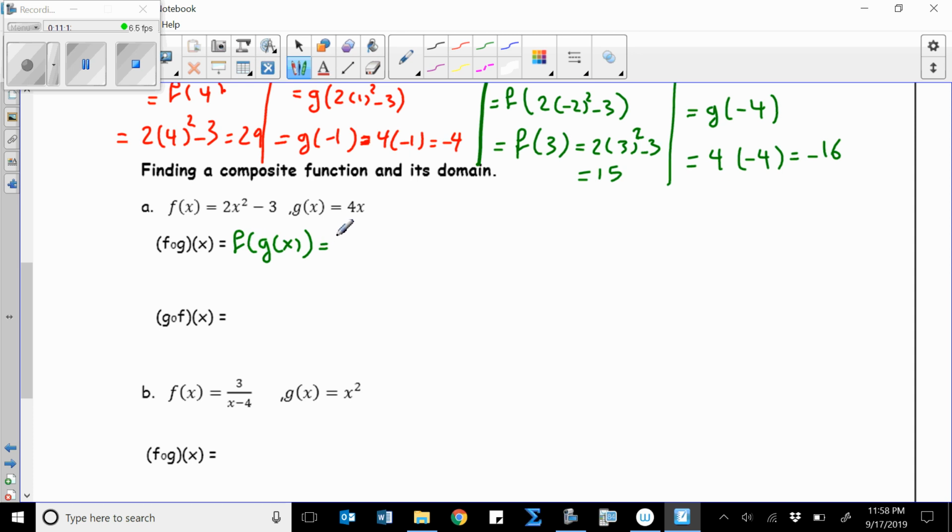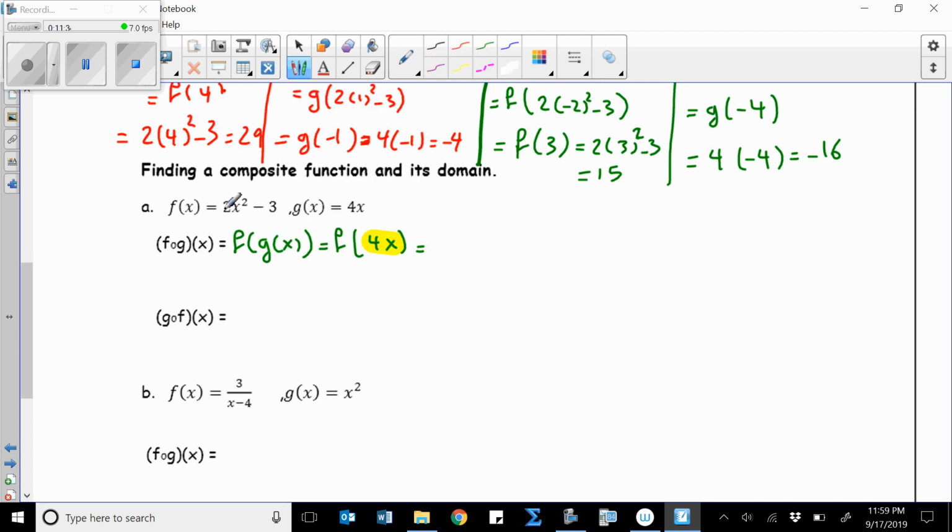The outside one will be untouched. The inside was g of x. So whatever I had as g of x, we're going to replace that here. So this will be f of 4x. Now, this 4x is actually our new x.